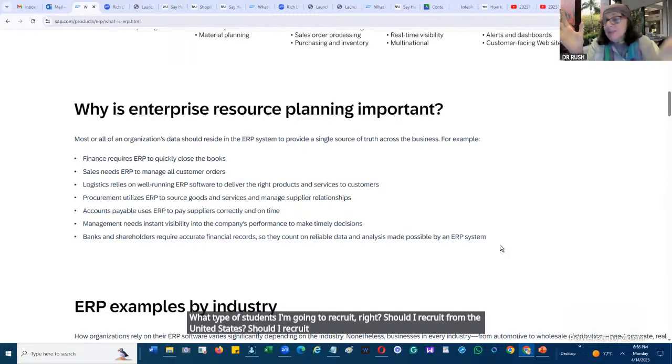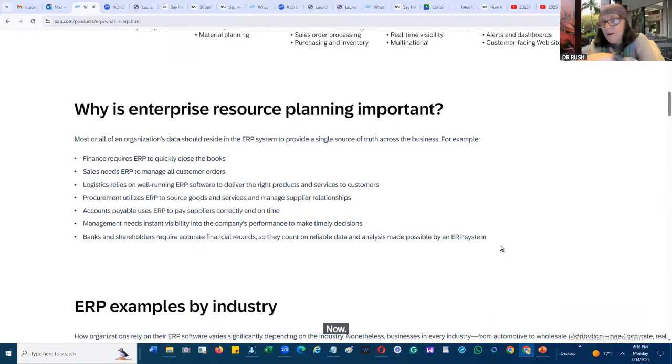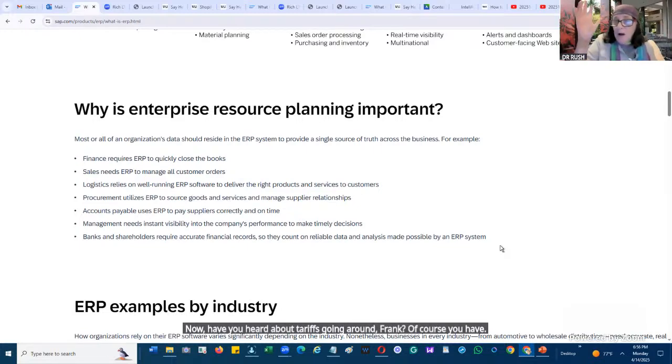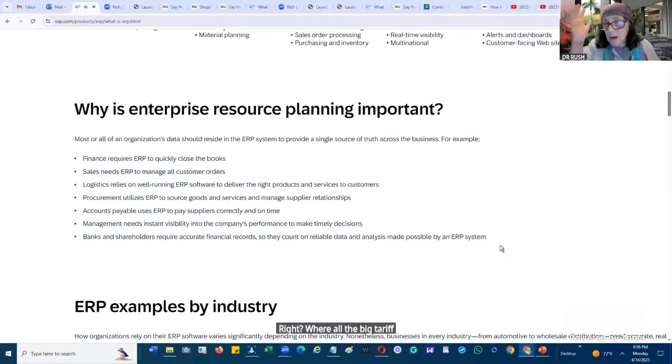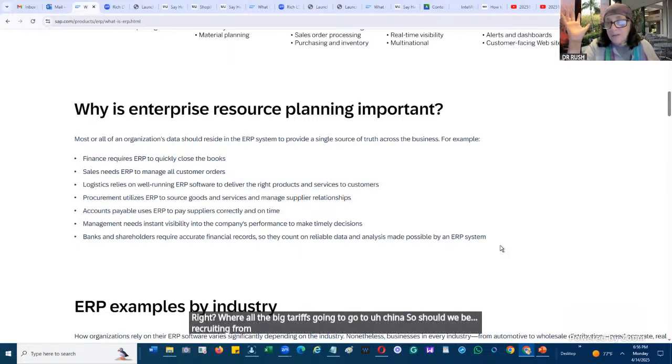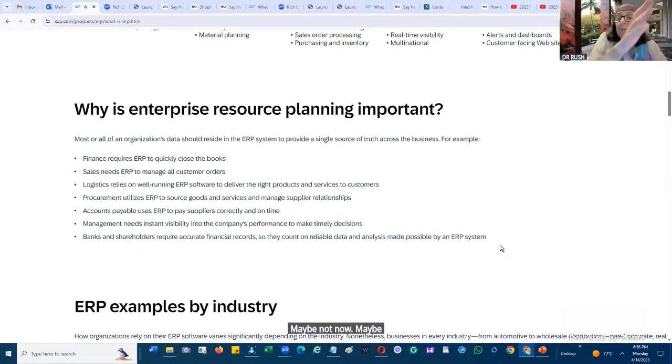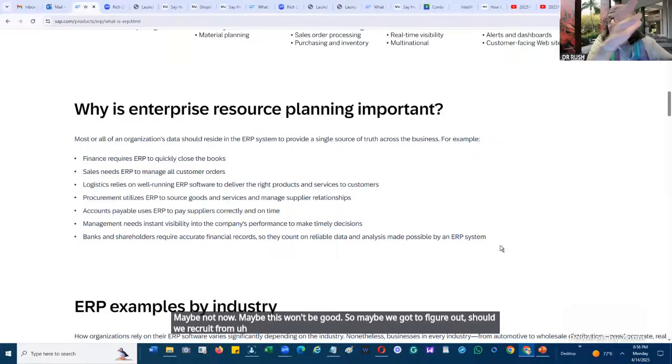And now we have agility. Now, have you heard about tariffs going around, Frank? Of course you have. Where are all the big tariffs going to go? To China. So should we be recruiting Chinese students? What do you think, Frank? Maybe not now. Maybe this won't be good. So maybe we've got to figure out, should we recruit from the Northeast, whatever we have.